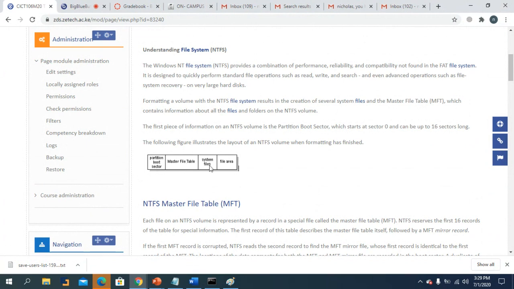Then the system files are all the files that are on an operating system. Maybe we have the communication files, the processing files, the distribution files, etc. The file area is where we want the file. Me as a user, I want this file area.